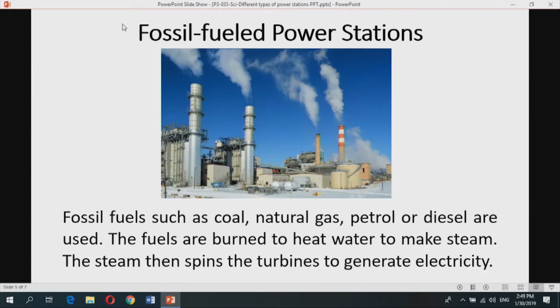Next one, we have fossil fuel power stations. Fossil fuels such as coal, natural gas, petrol, or diesel are used. The fuels are burned to heat water to make steam. The steam then spins the turbines to generate electricity.